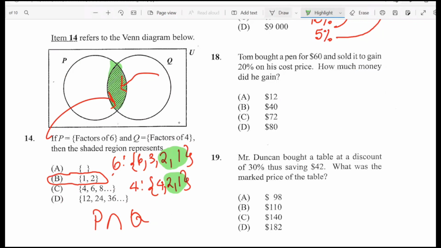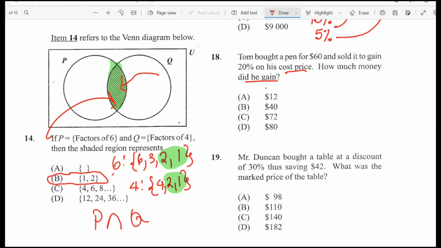Question 18 says, Tom bought a pen for $60 and sold it to gain 20% on his cost price. How much should he gain? How much money did he gain? So this question is asking you, what is 20% of 60?